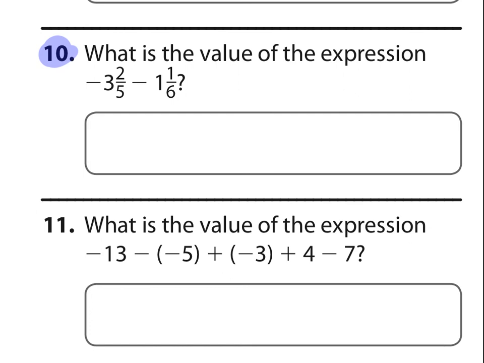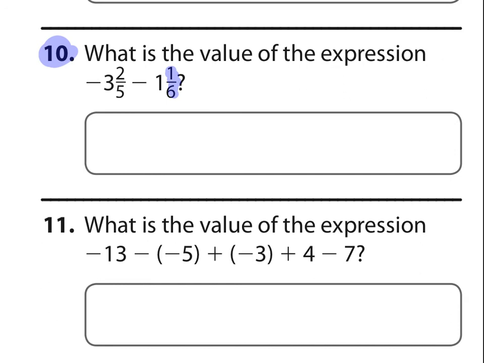Number 10, what's the value of this expression? Notice that we're subtracting with mixed numbers. So let's go ahead and start by writing them as both just fractions. It's not the only way to approach this, but that's how I would approach it. I could have looked to see if they changed to decimals, but this number here, 1/6, will go to a repeating decimal, so we're going to have to work with fractions.